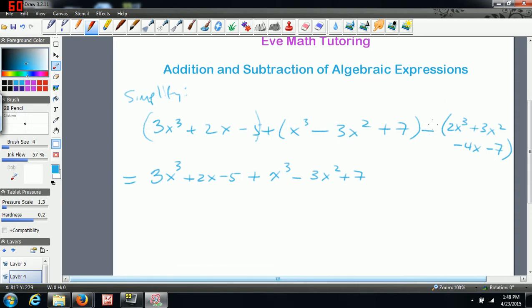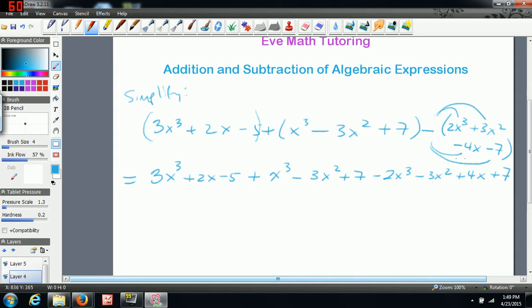However, when you have a negative, you have to bring that negative in to everything inside of your bracket. So what happens here is it becomes negative 2x cubed, and then negative times positive is negative 3x squared, negative times negative is positive 4x, and then negative times negative is positive 7.